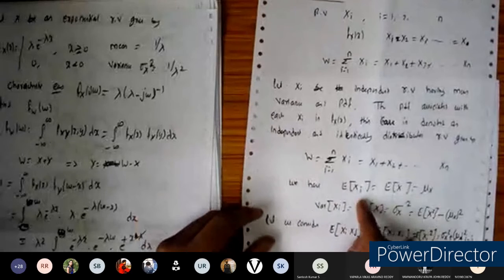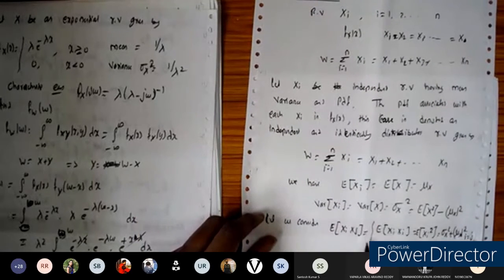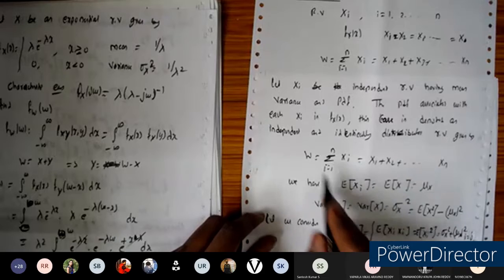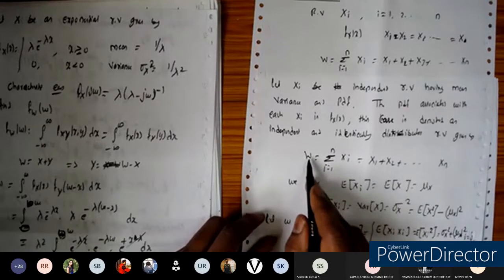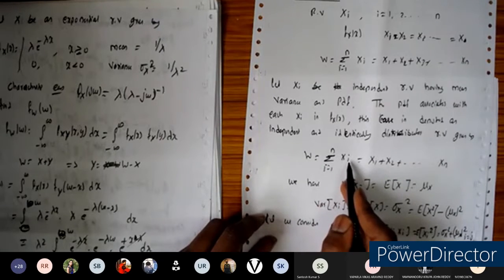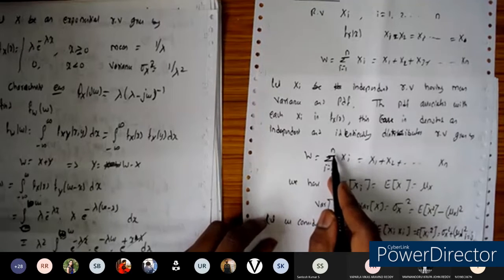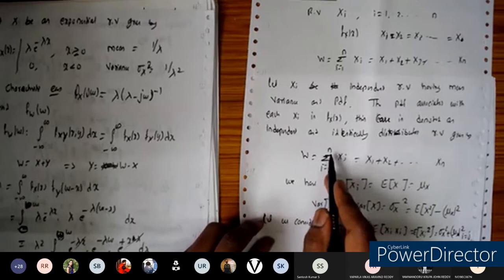So here what we did is we found the mean for xi and xj, two random variables that we have taken here. Now I'm going to take the IID random variables, which we call W here. So W is nothing but the sum of xi, where i can take the values 1 to n. For this one, I'm going to give different values of n.